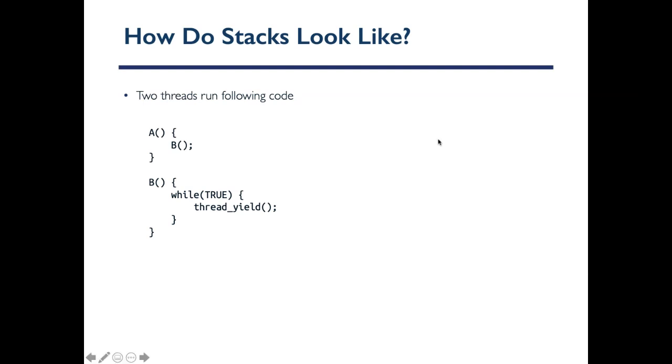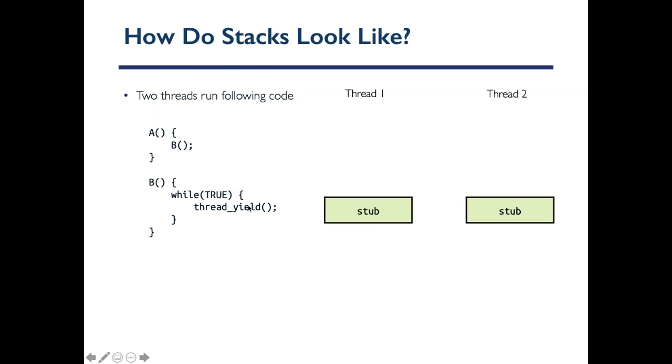Okay, now let's look at this example. Let's say we have two threads running this code. If you look at the code, it has two functions, A and B. A calls B, and then B has a while loop that would just yield. So it wouldn't do anything, it would just yield. So this is the initial setup. Let's say they're executing. So they have been created. I'm not going to talk about the creation of them. So let's say they both have been created.